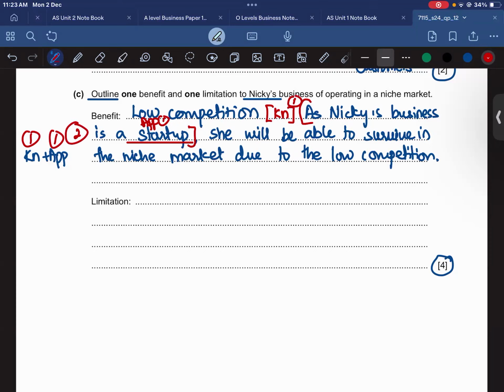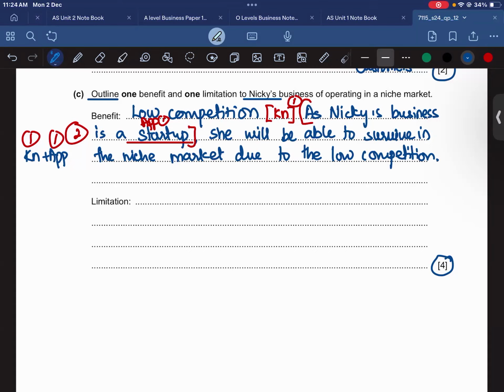Moving on to a limitation. Now, what can be a limitation? That usually the business is having a smaller market, so the needs can be changed. It does not spread the risk and relies only on a single product, and the lack of economies of scale as well, because usually the niche markets do not produce in bulk quantity.